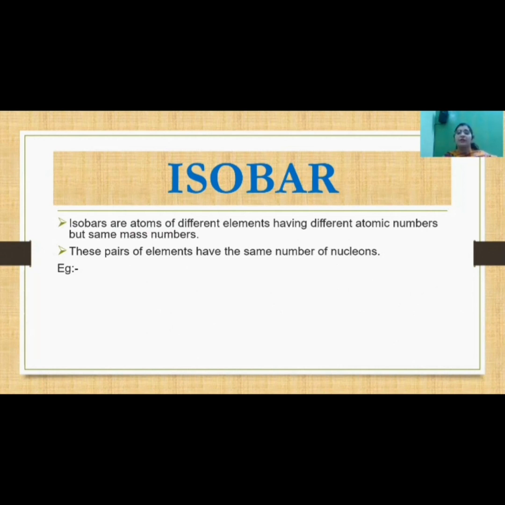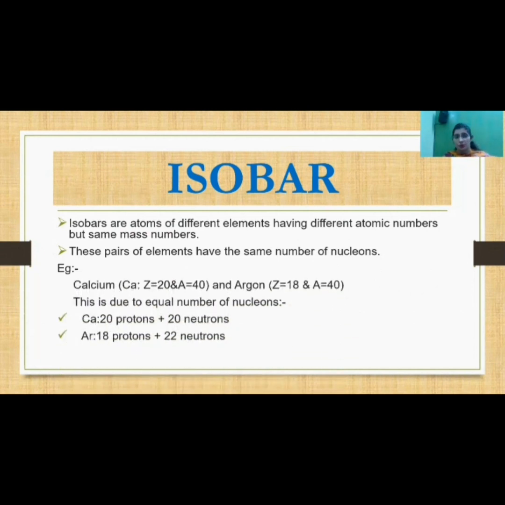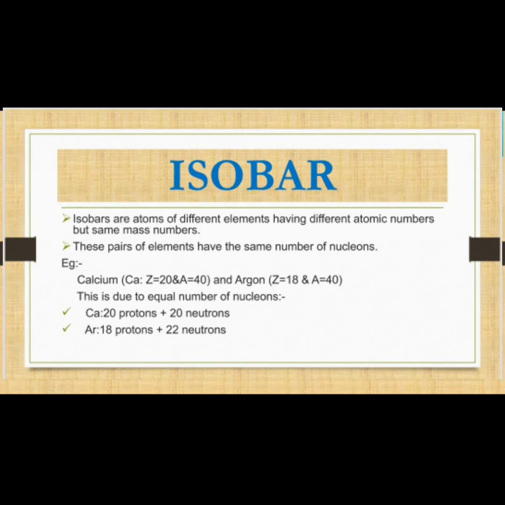These pairs of elements have the same number of nucleons, or we can say the same number of protons and neutrons. For example, we have the case of calcium and argon. In the case of calcium, the atomic number is 20 and atomic mass is 40. Similarly, we have argon where the atomic number is 18 but atomic mass is 40. If we see, both argon and calcium have the same sum: for calcium, 20 plus 20 is 40, but in the case of argon, it's 18 plus 22, 40. Means if we calculate the sum of protons and neutrons, it is equal to 40.